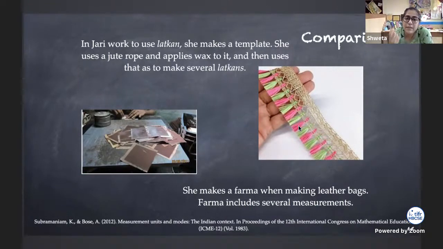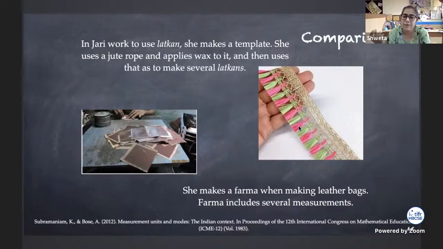So what she does is she makes a standard latkan for her, which she makes from the jute rope, sutali rope se. She applies wax to it, so it's kind of making it a safe unit. And then she uses that standard to make other latkans. It's very commonsensical, you will think.